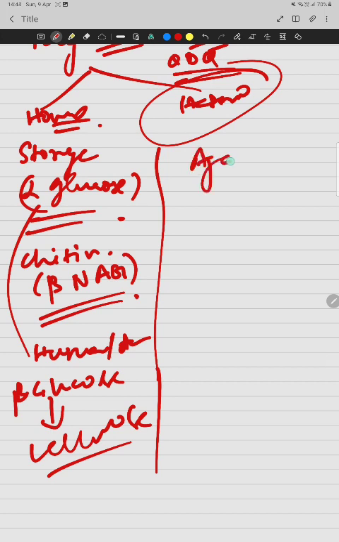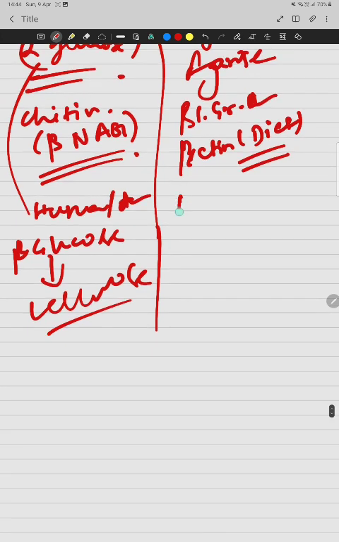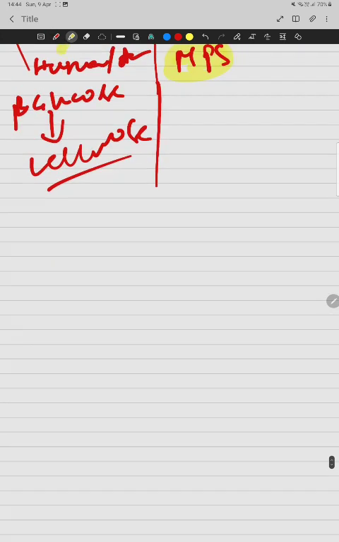Hetero means all your agarose, okay, and your blood group antigens, okay, and pectins, dietary fiber, especially your pectin, gums, everything will be coming from your heteropolysaccharides. And most important, our focus will be around your mucopolysaccharides. Okay, so this is very, very important, and all the time we can expect a question.